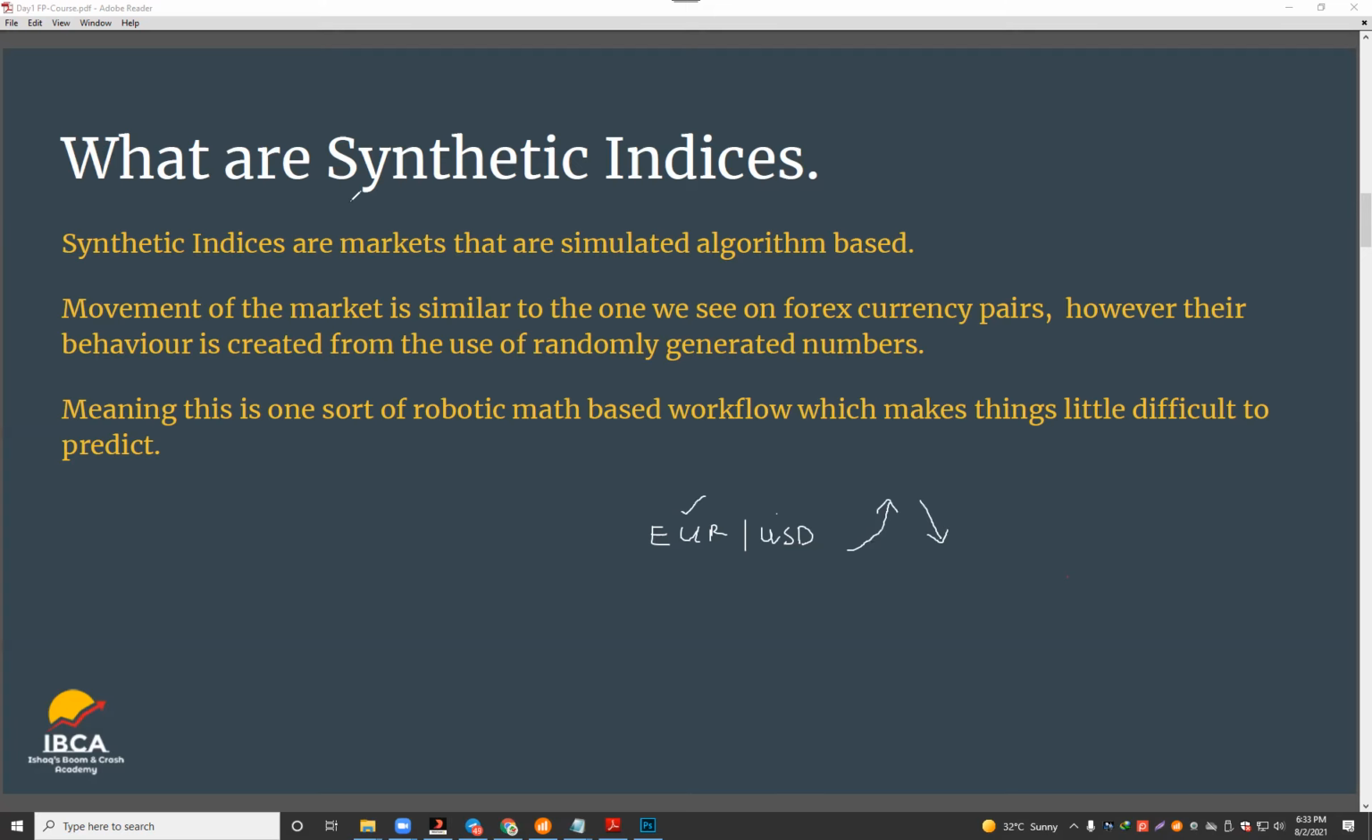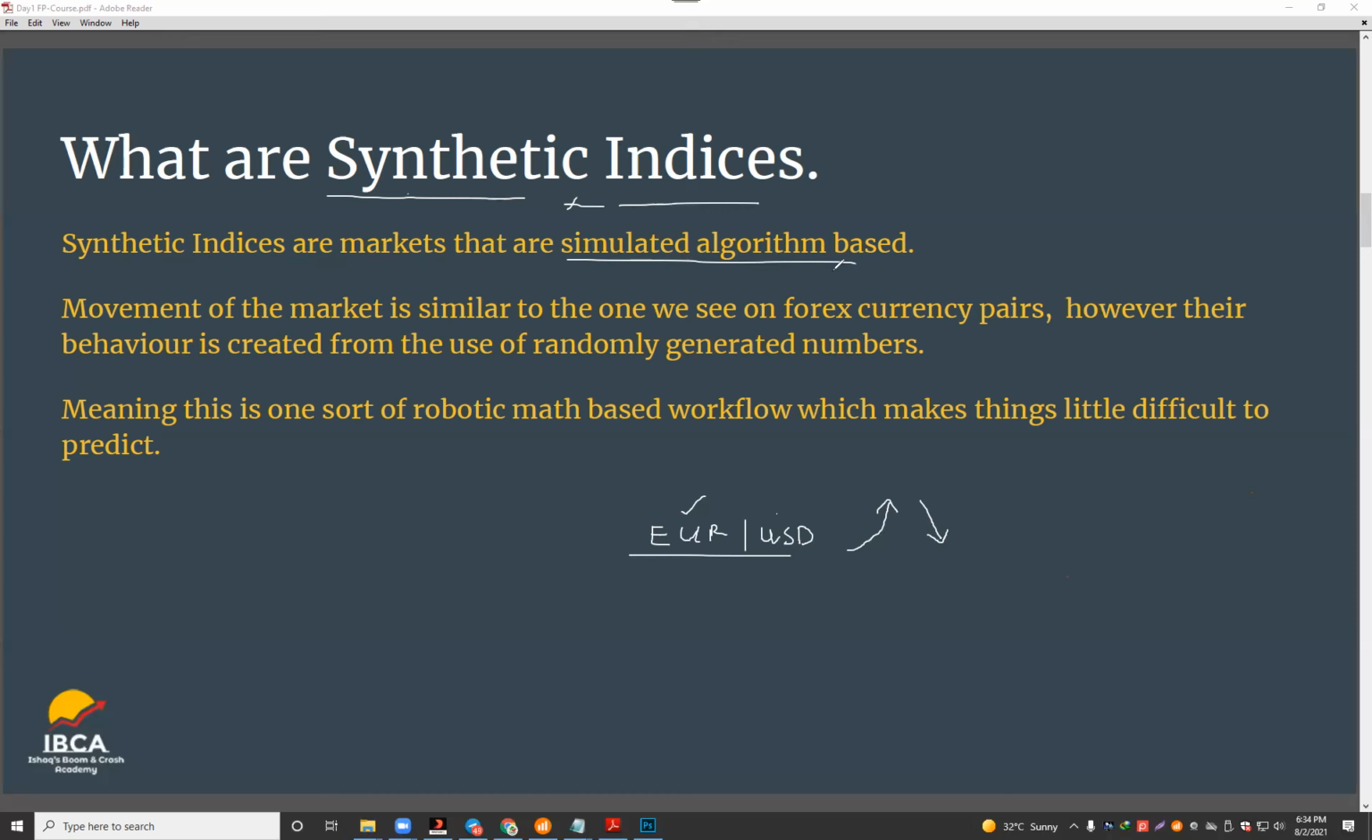But the synthetic market is different from this real-time effect of the currencies. Real-time effect can be the technical analysis effect. It can be the fundamental effect. It can be any other news or whatever. But the synthetic market is simulated, algorithm based. This market is generated on random numbers. So in other words, you can say it's an artificial market.